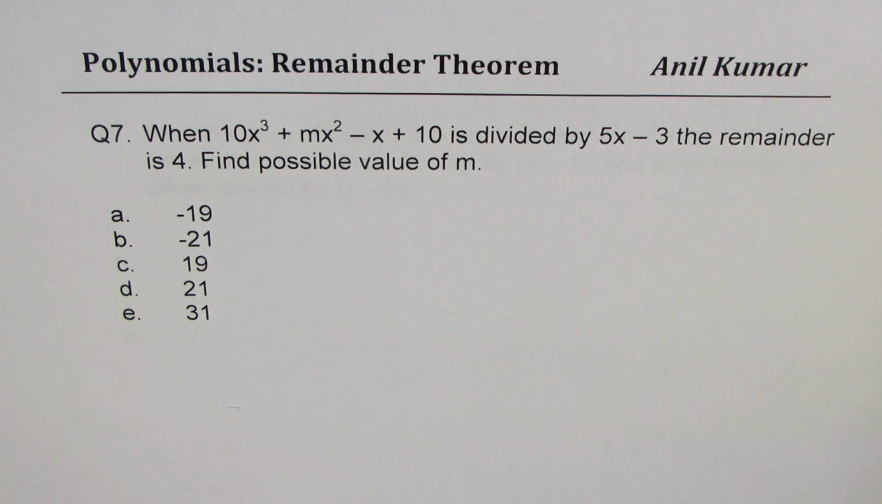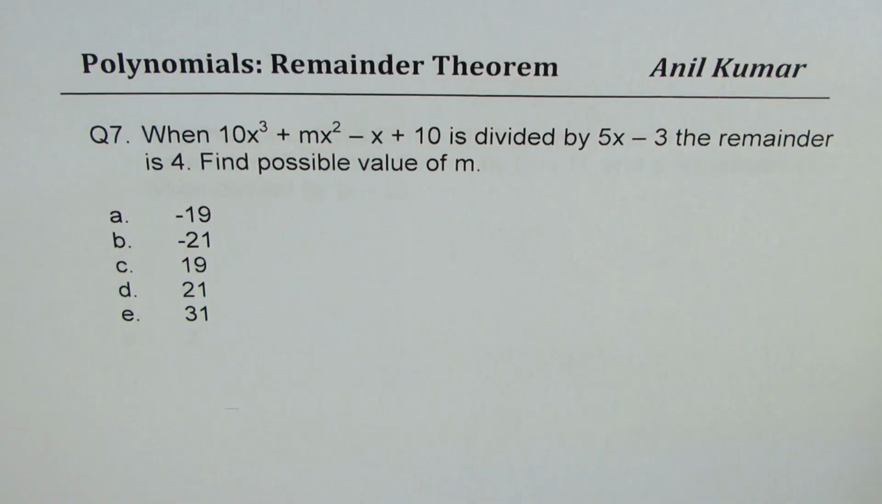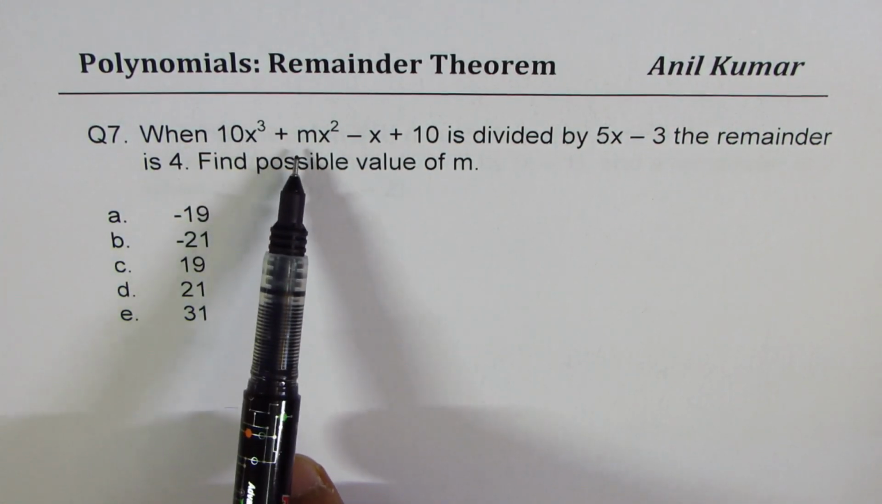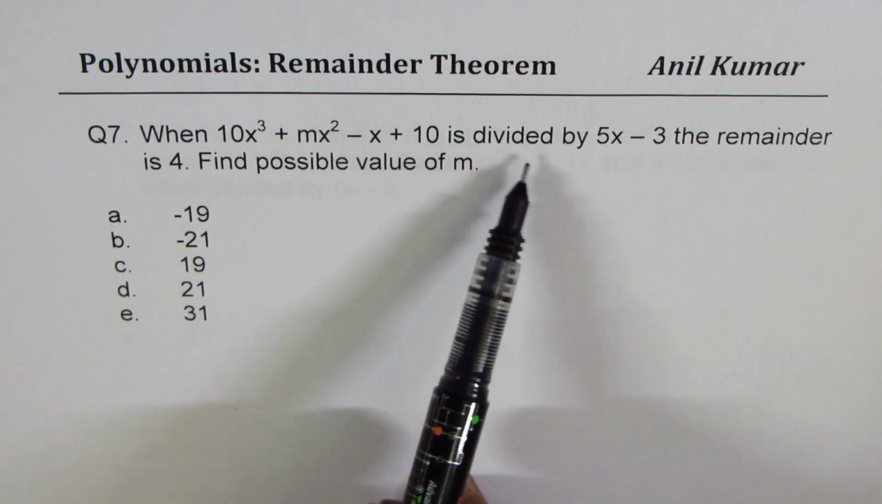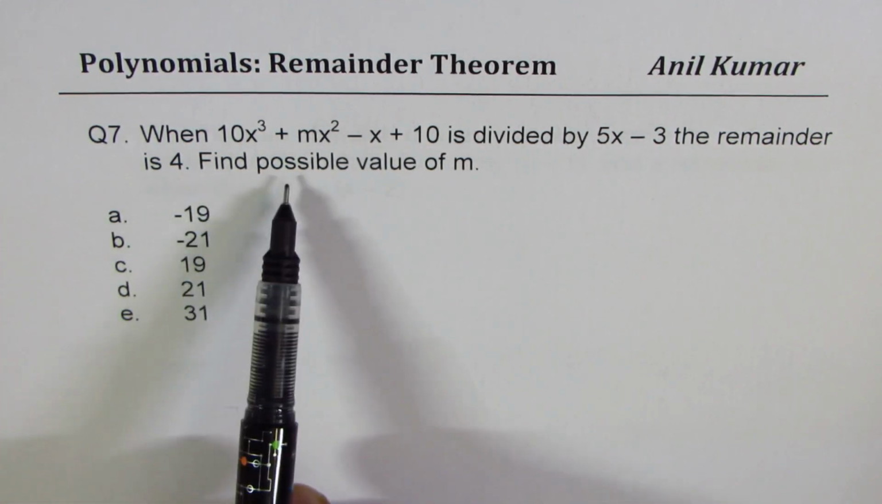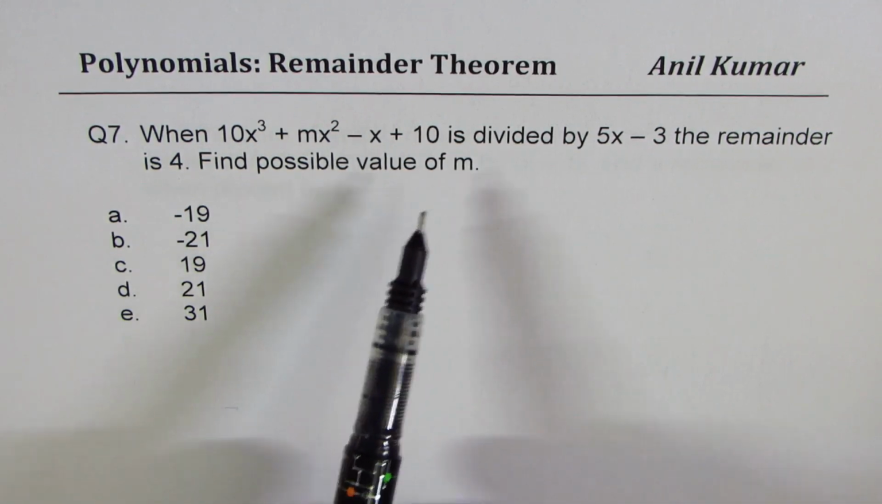Now, question number 7. I'd like you to pause the video, copy this question and answer. Now, this question may involve some calculations. When 10x³ + mx² − x + 10 is divided by 5x − 3, the remainder is 4. Find the possible value of m.